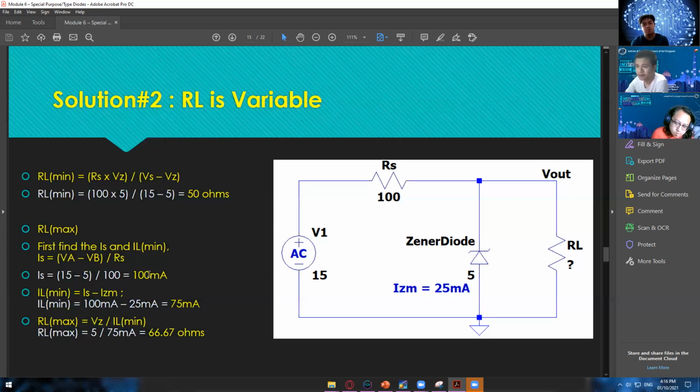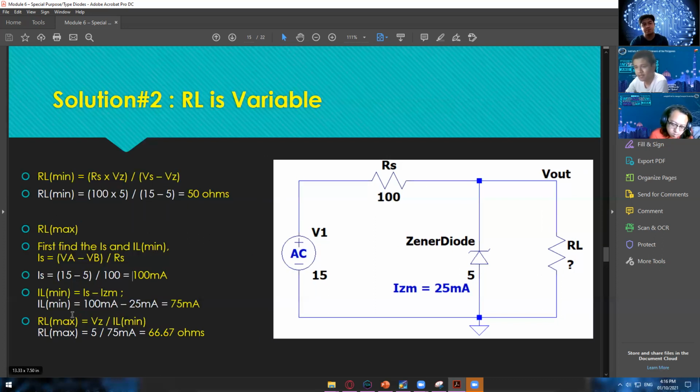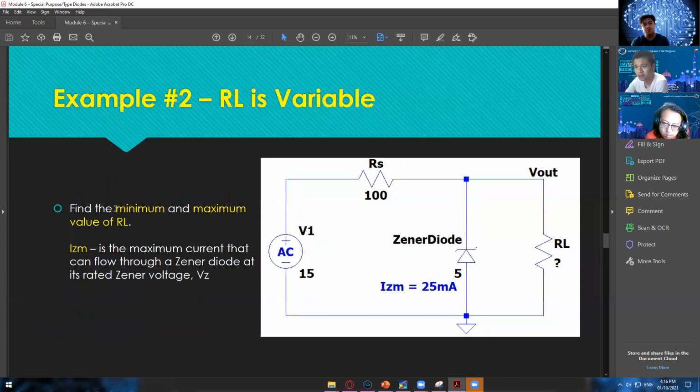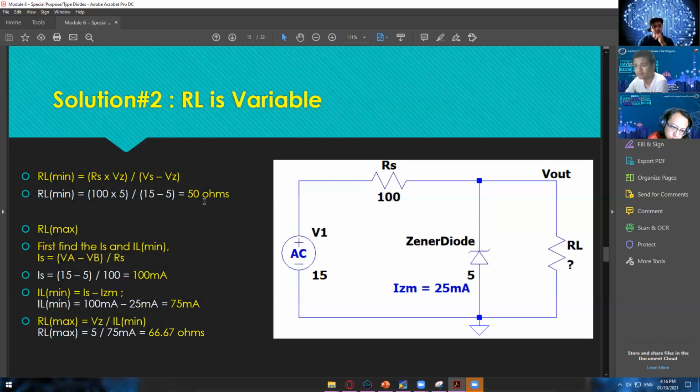Now, if this one is asking you to maybe find RL max or IL min or IS instead of the minimum and maximum value of RL, then you can use those given formulas. Solving for the RL min is only one step. You already have these given values, and then you have the answer. But solving for the RL max, there are a few steps that you need to finish first before you can finally solve the RL max, which is 66.67 ohms.